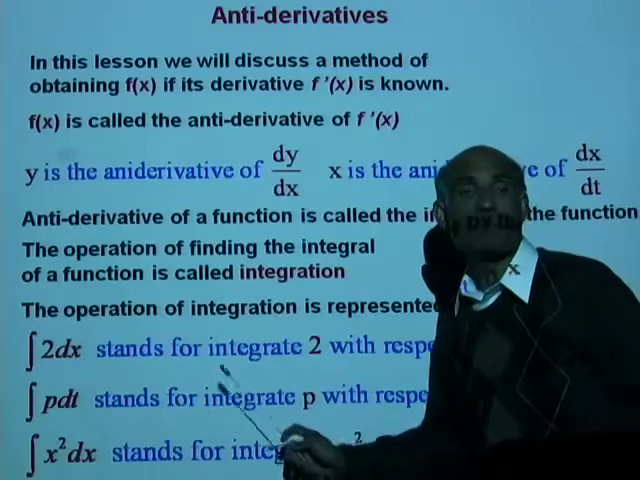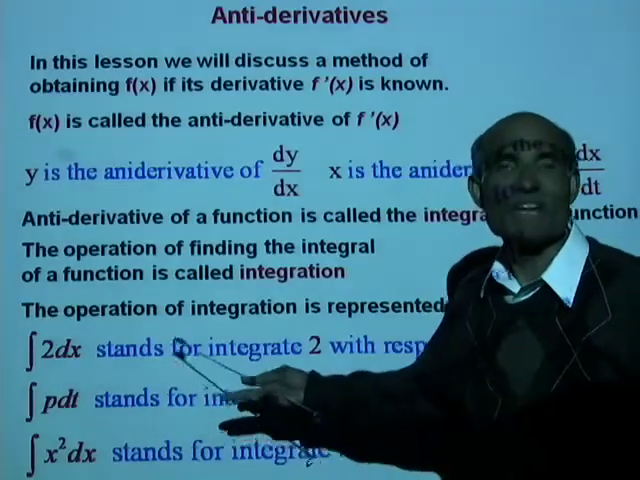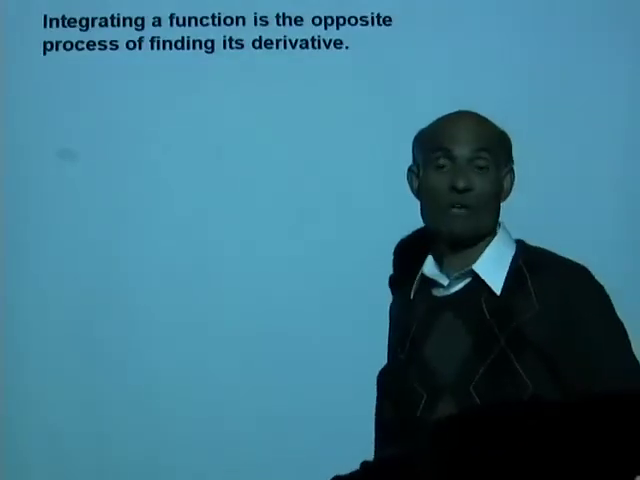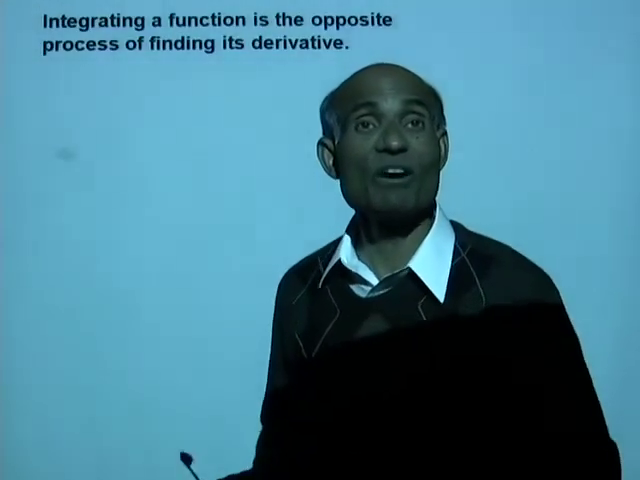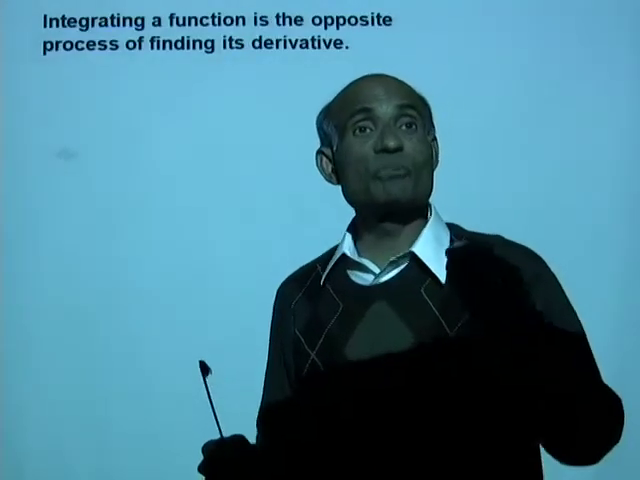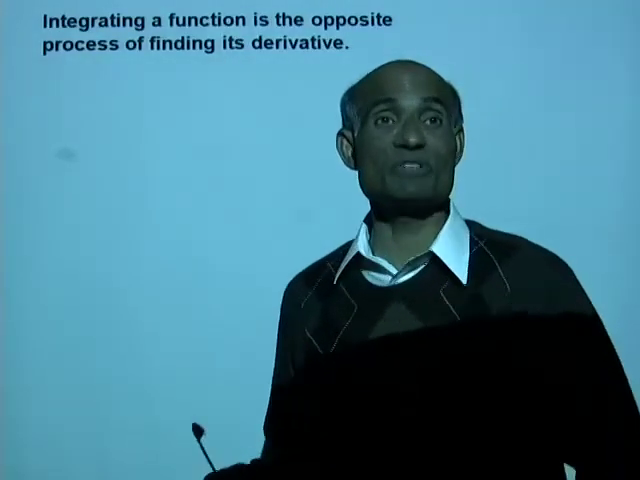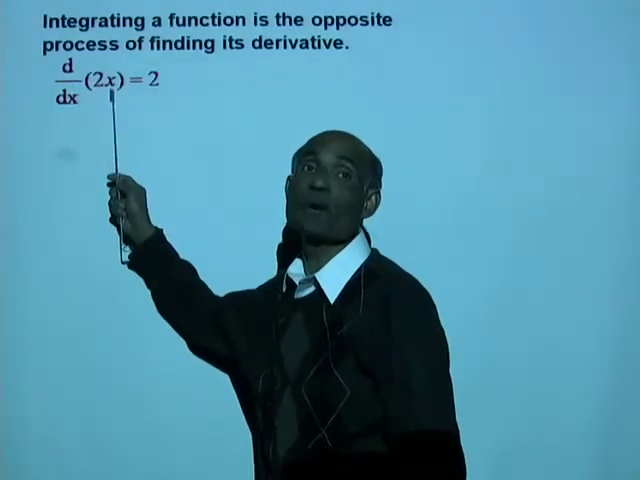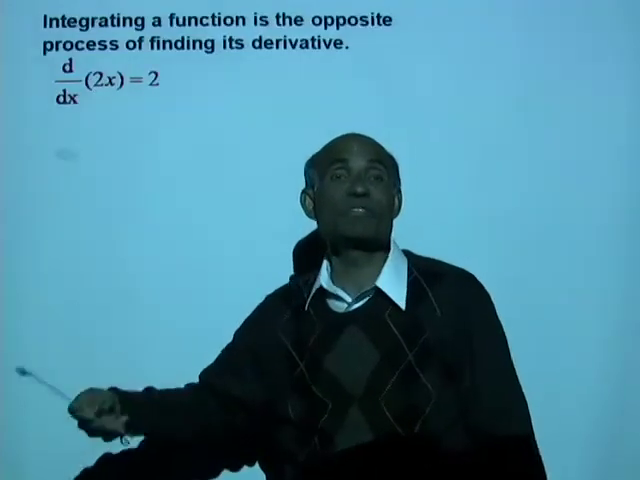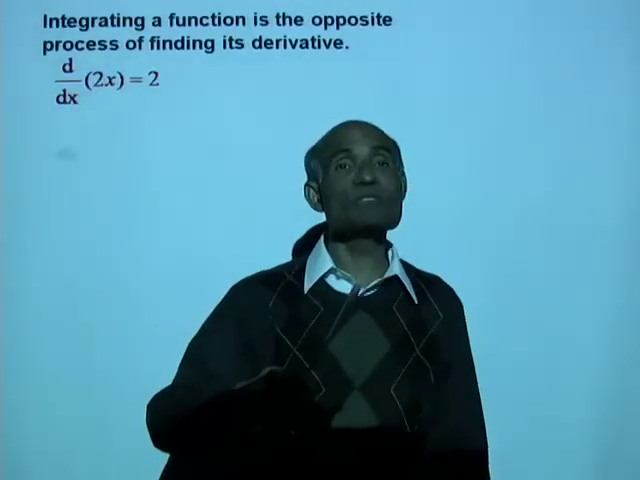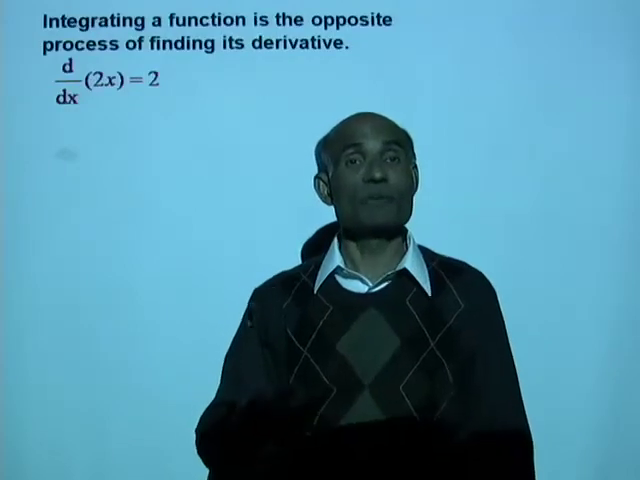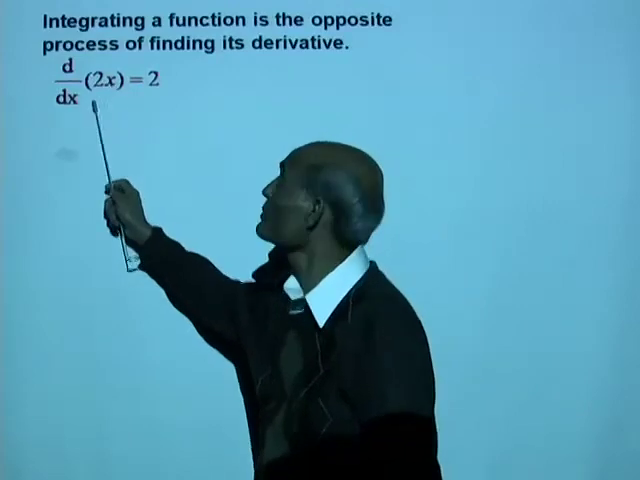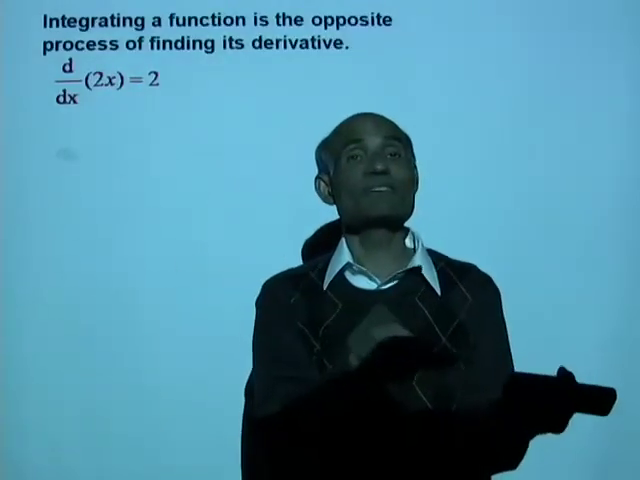Once you remember and know the fundamentals, we can now use this to do basic integration. We already said integrating a function is opposite to the process of finding its derivative. For example, d by dx of 2x equals 2. The derivative of 2x with respect to x is 2. That means if you integrate 2 with respect to x, you must get back 2x.